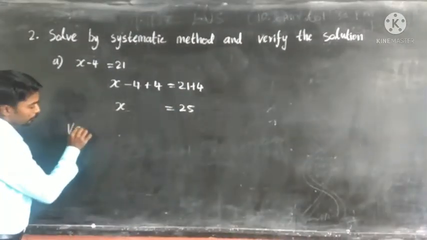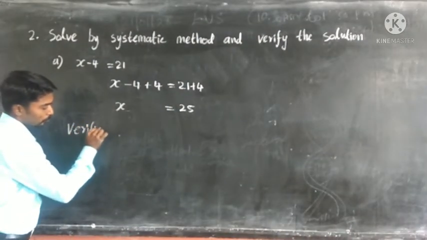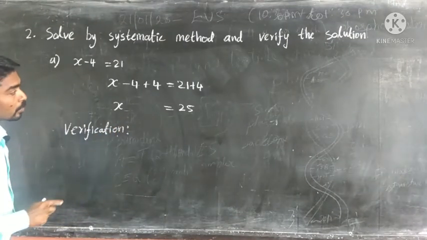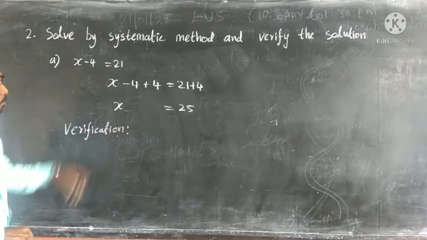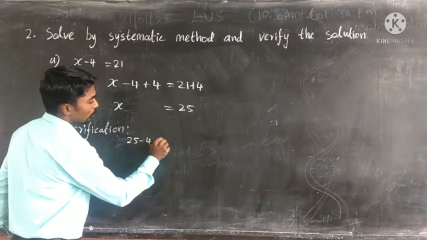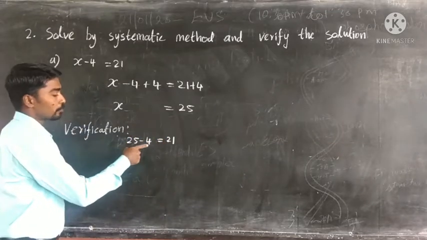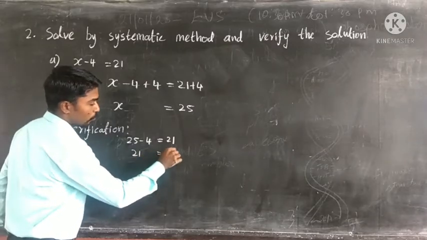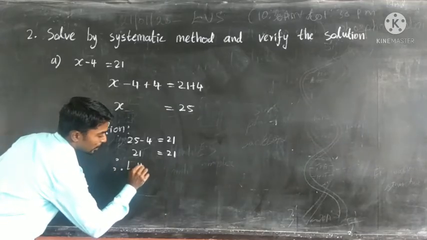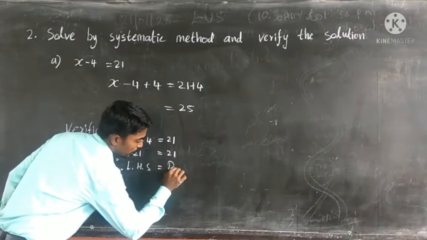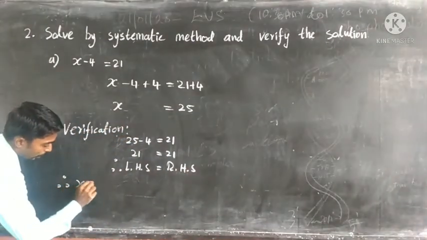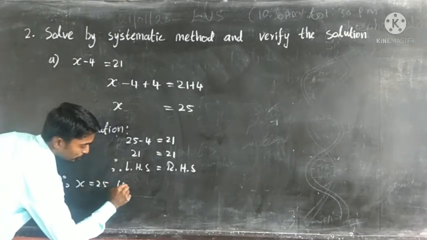Verify. Substituting x is equal to 25 in the given equation. 25 minus 4 is equal to 21. 25 minus 4 is 21, 21 is equal to 21. Therefore, left hand side is equal to right hand side. Therefore, x is equal to 25 is the correct solution.